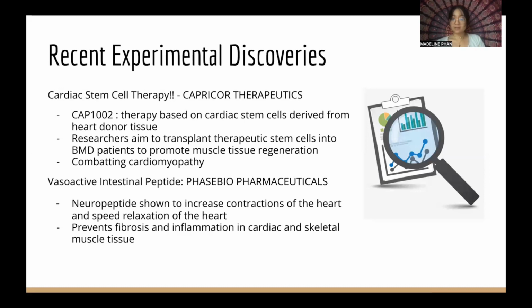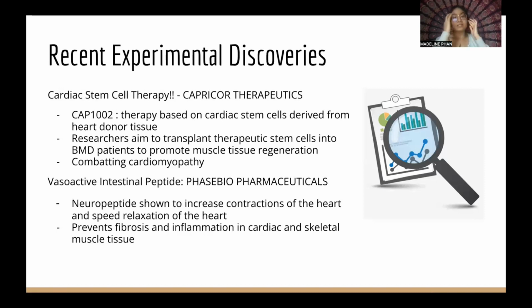With that being said, another approach to cardiac therapy has been created by Phase Biopharmaceuticals, known as the vasoactive intestinal peptide, or VIP for short. VIP is basically a neuropeptide. When researchers tested it, they found it increased inotropic contractions of the heart and sped up relaxation of the heart. This neuropeptide was also found to prevent fibrosis, fatty muscle tissue infiltration, and inflammation in cardiac and skeletal muscle tissue.